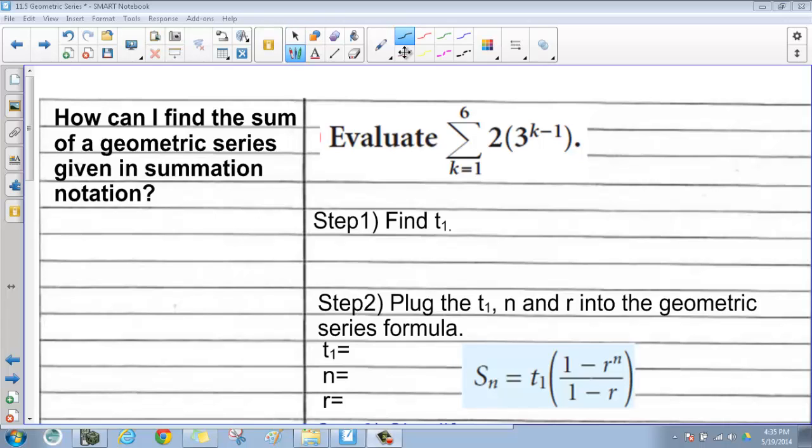Okay, let's close this lesson off. Now we just got to find the sum of a geometric series given in summation notation. Well, this is what summation notation looks like right there. I'll read this for you.